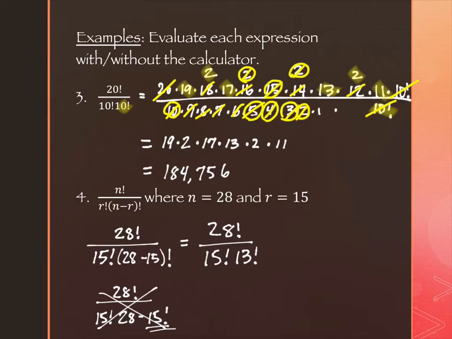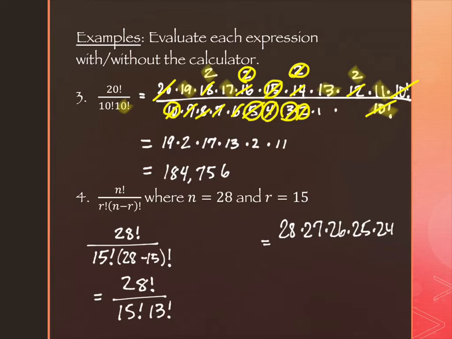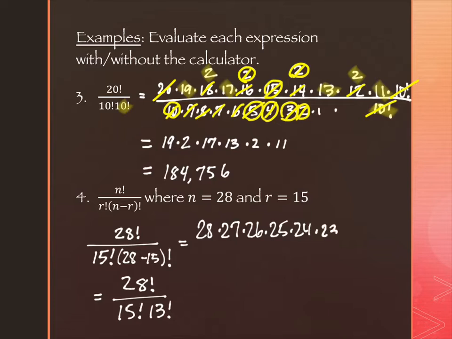All right, so we're going to write the 28 out, just like I wrote out my 20. And we're going to stop at the biggest value on bottom, 15. So I'm going to write 28 out until I get to 15 factorial, and I'm going to stop. So 28 times 27 times 26 times 25 times 24. I'm going to run out of space. I'm going to shift a couple things around. Oh my goodness, I'm still not going to have enough space.